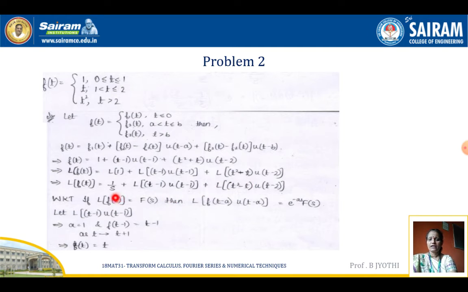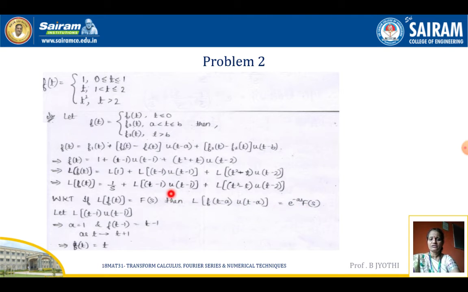So L of 1 is given by 1 by s, plus L of t minus 1 into u of t minus 1, and L of t square minus t into u of t minus 2, which we have to determine. And we know that if L of f of t is F of s, then L of f of t minus a into u of t minus a is given by e power minus a s into F of s.